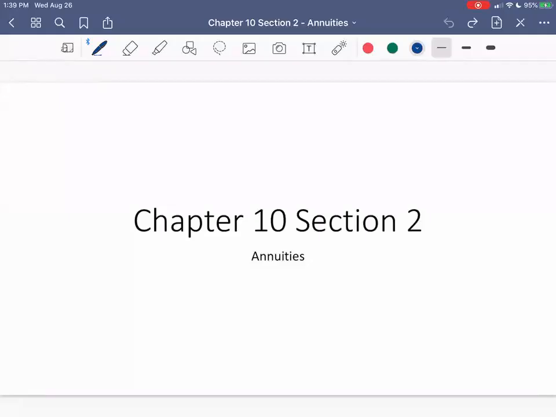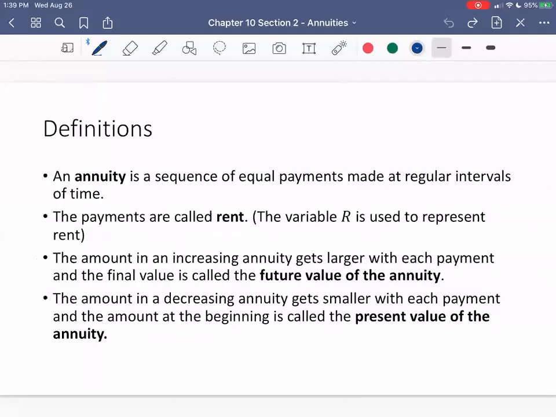This lecture is on chapter 10, section 2 of our text, and it talks about annuities. So there's some definitions first. The first definition is, what is an annuity? An annuity is a sequence of equal payments made at regular intervals of time. And there are two types of annuities we'll get to shortly. The payments that are made are called rents, and we use the variable R to represent rent.